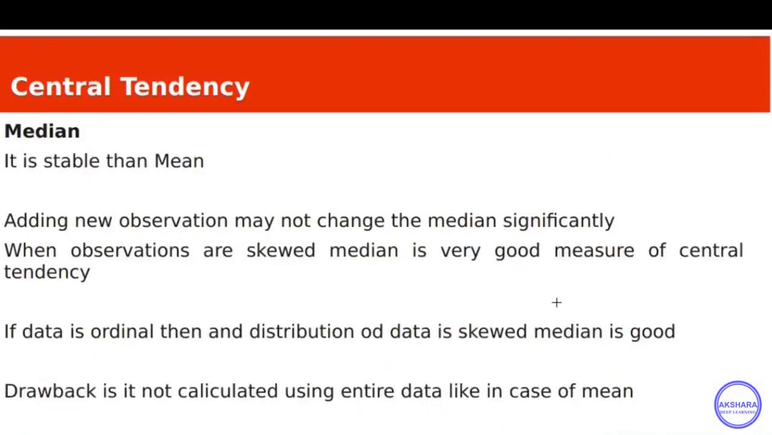the (n by 2) plus 1 value. Median is more stable than mean. Adding a new observation may not change the median significantly like it does the mean. When observations are skewed, median is a very good measure of central tendency.